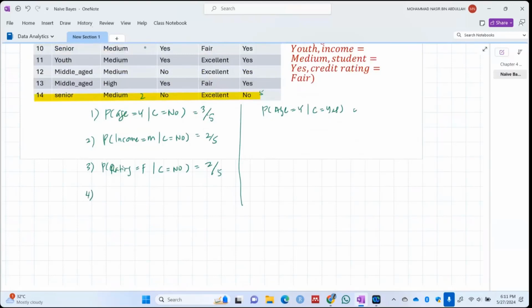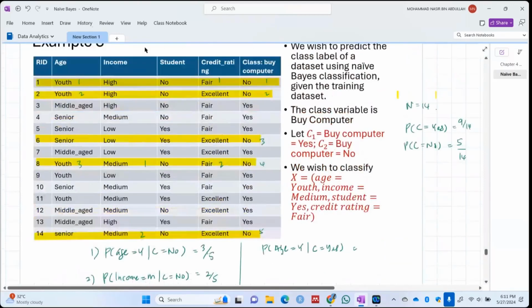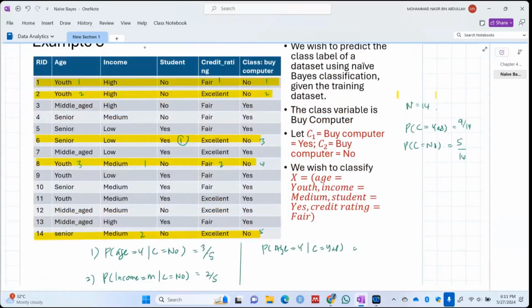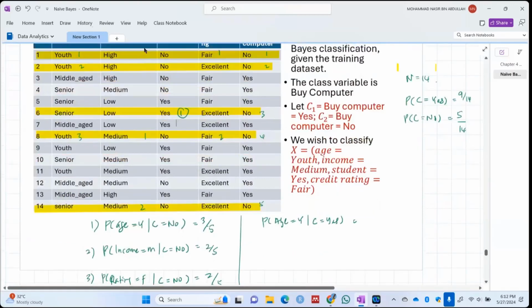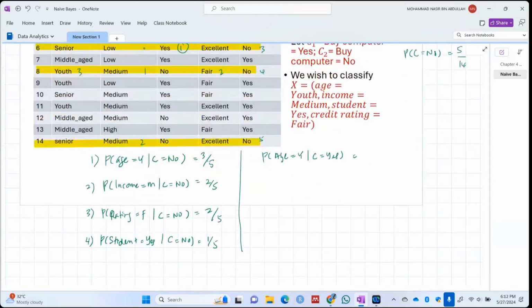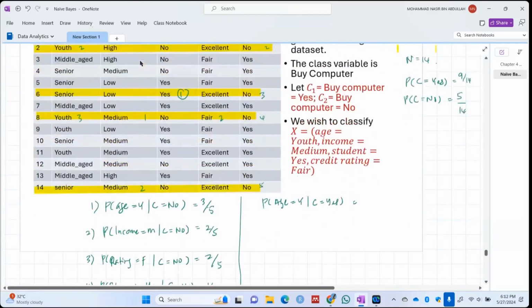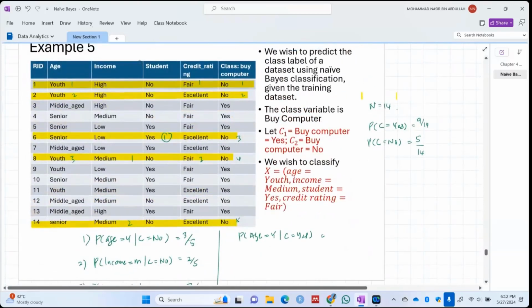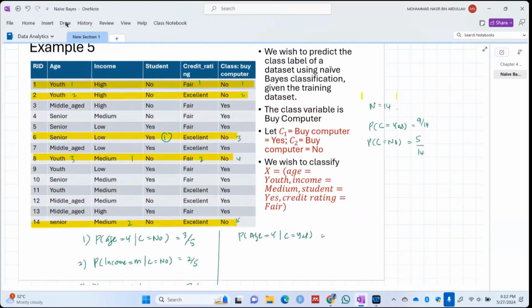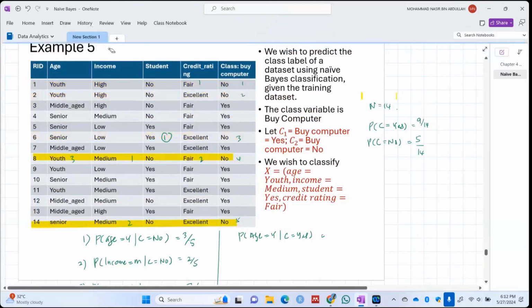The last one is probability of student equal to yes given C equal to no. So how many students? Only 1, right? So it should be 1 over 5. Okay. So now once we finish on C equal to no, we focus on the next part, which is C equal to yes. So we can erase this one.